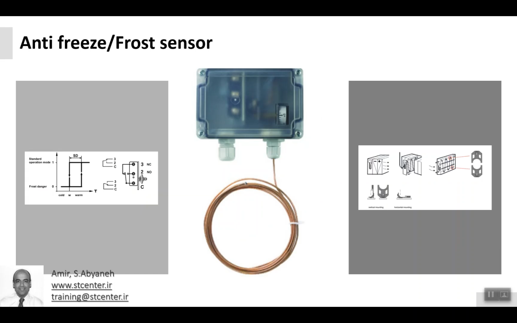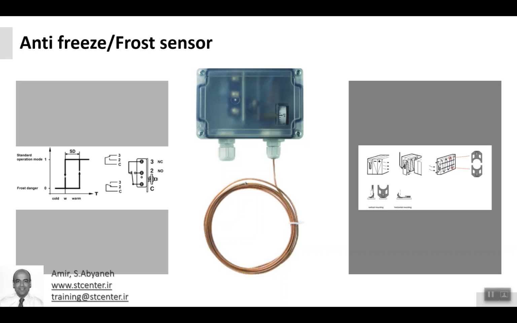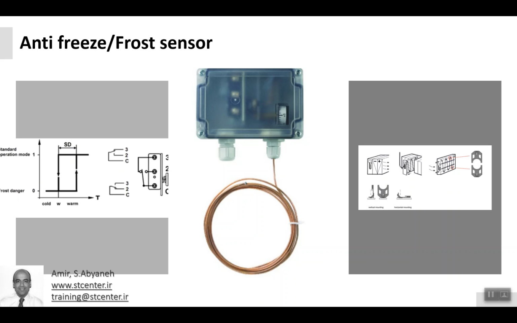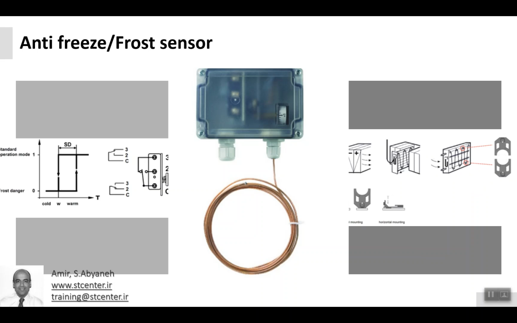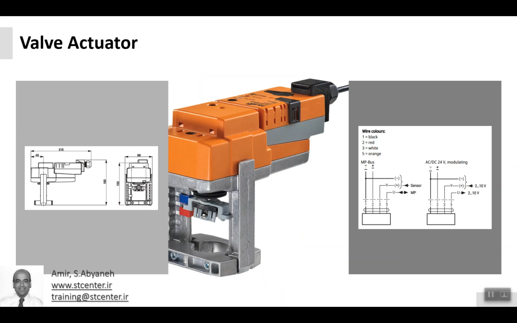Always check the datasheet. About the antifreeze sensors, it provides us a contact most of the time. It closes the contact in case of freezing. Also it is important that the probe of the antifreeze sensor can detect all of the coil area. You can see in the picture how you should spread it out.